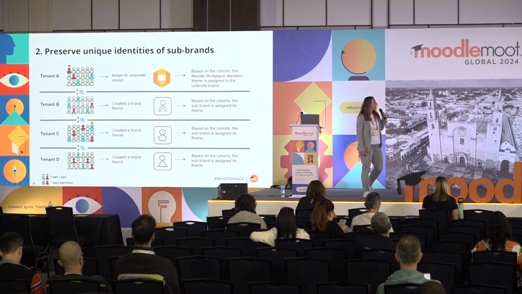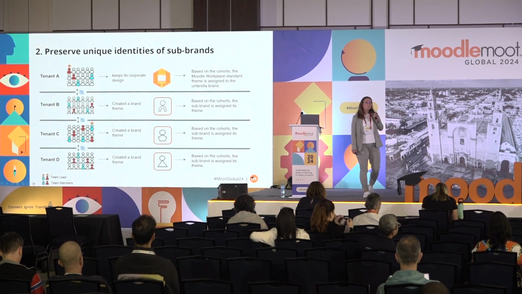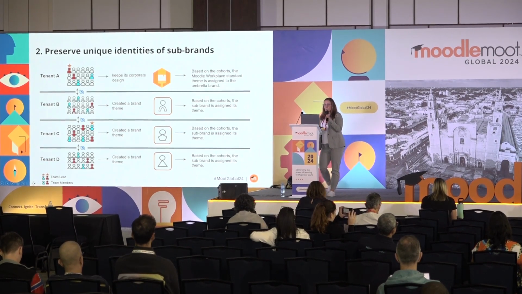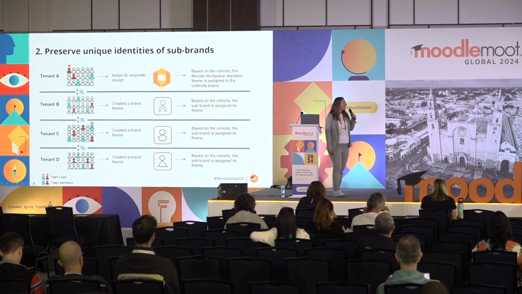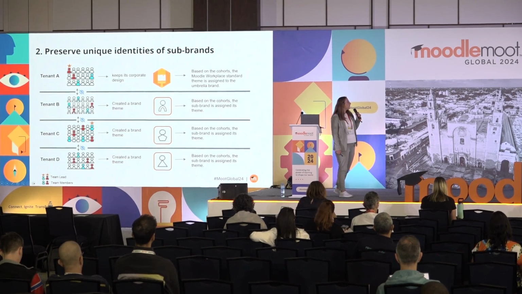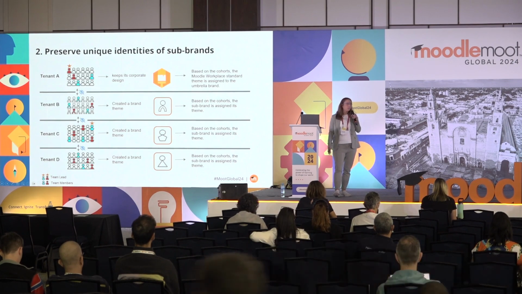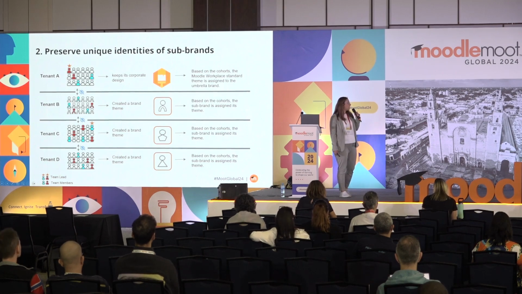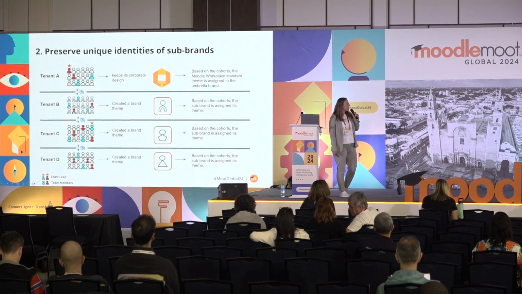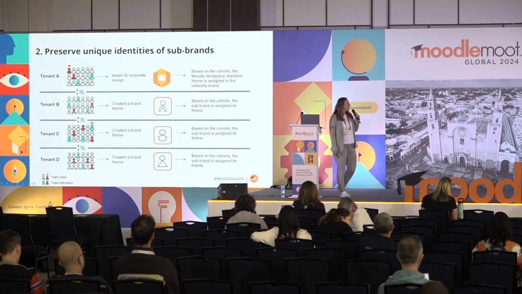and could do the following. Based on the cohorts, the design could be assigned to the sub-brands B, C, and D. So if you have a look at tenant A, it just keeps its corporate design because tenant A will still be tenant A, so we don't need to change the design for that tenant. But we need new designs for tenants B, C, and D. So we created a new Moodle Workplace theme for each tenant, and we assigned this theme to the tenants.